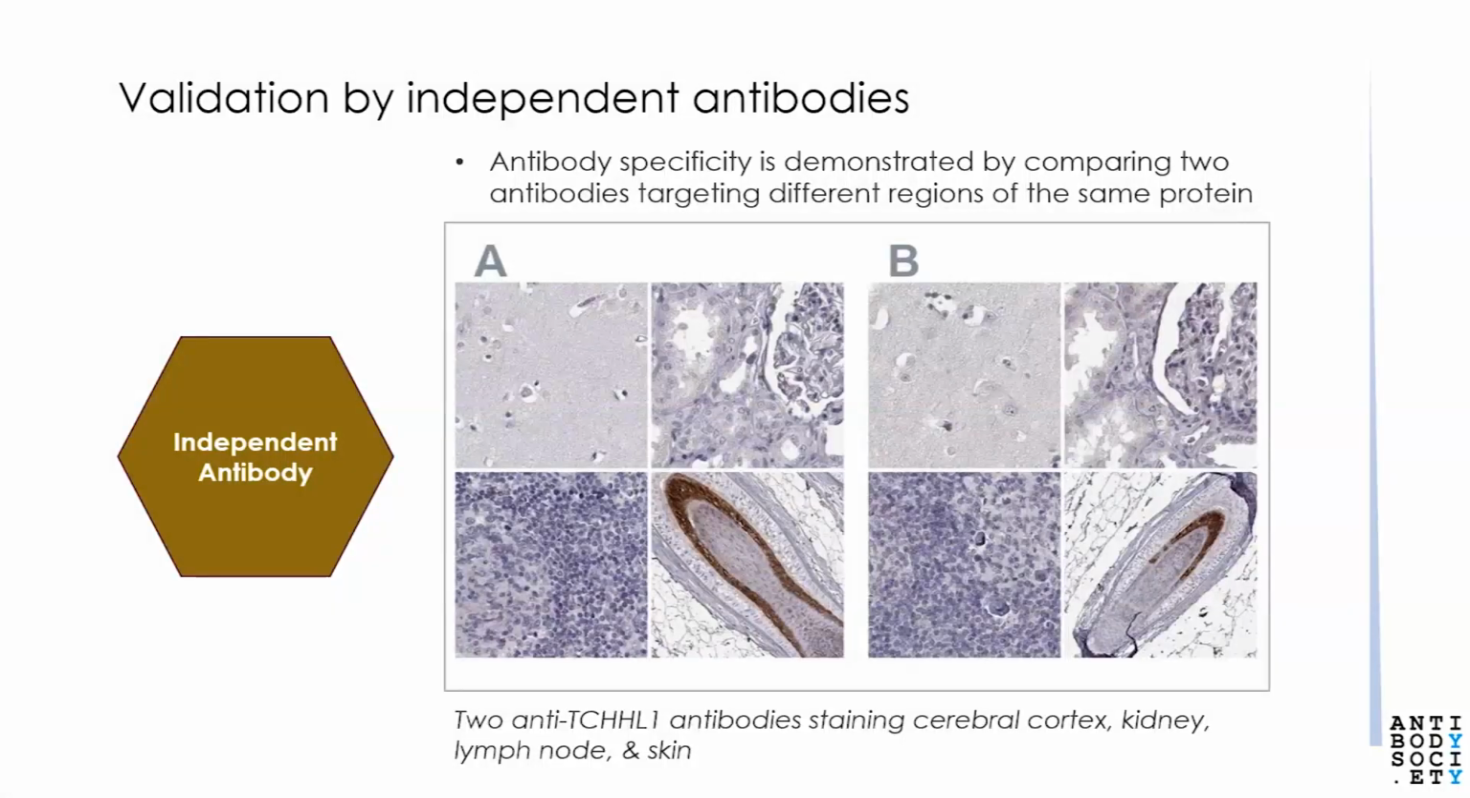Another method for validating antibodies is the validation by independent antibodies technique. For this technique, antibody specificity is demonstrated by comparing two antibodies targeting different regions of the same protein. In panels A and B, we have two anti-TCHHL1 antibodies staining across several different tissue types, such as cerebral cortex, kidney, lymph node, and skin. As you can see, the staining across all these tissue types is relatively the same for the two different antibodies that are targeting different regions of the same protein.